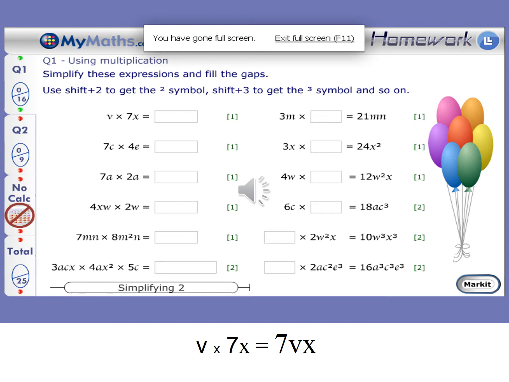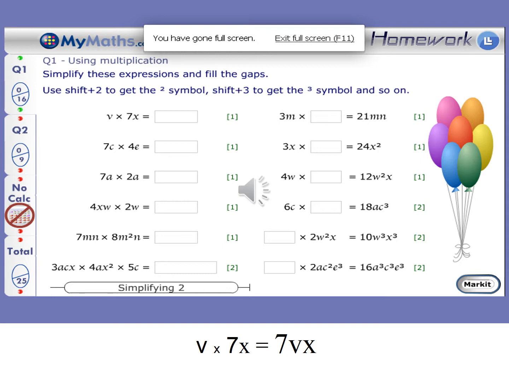First one, we can just simply leave out the times between the v and the 7x, and we could write v7x, but the convention is to always put the number at the front, so we write it as 7vx.